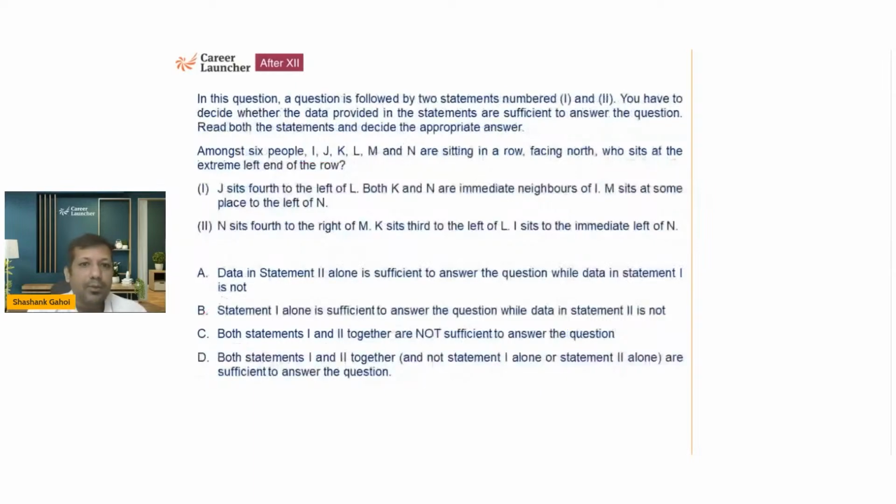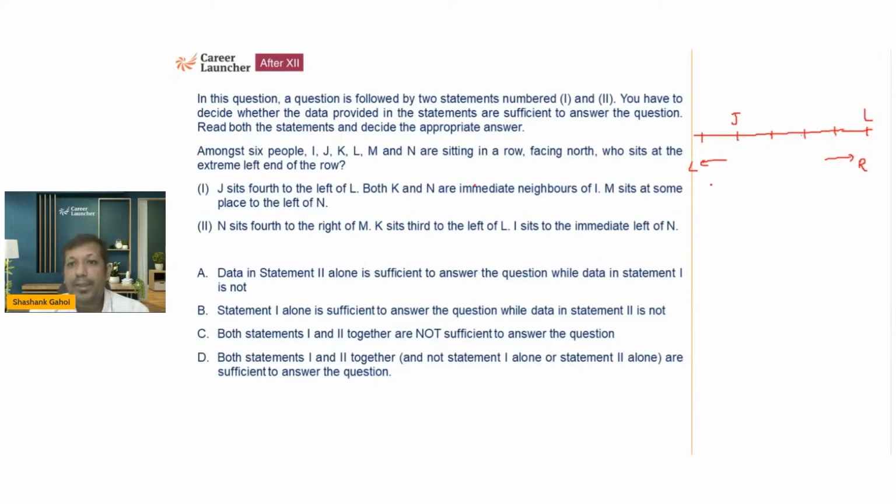Okay. Now let's move on to the next one. The next question is again a similar one, data sufficiency. Among 6 people, I, J, K, L, M, N are sitting in a row facing north. So I'm just going to draw a line, and we are going to have 6 possible places: 1, 2, 3, 4, 5, and 6. This is going to be left, and this is going to be right. J sits to the left of L. So L is here.